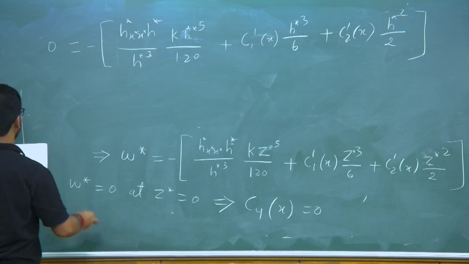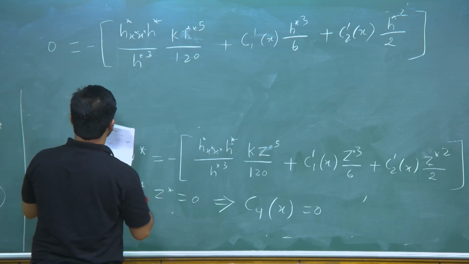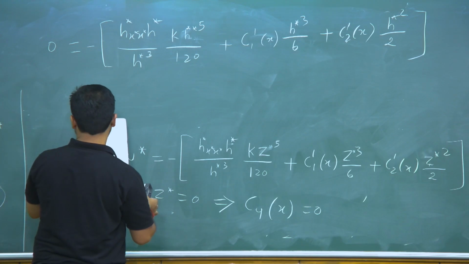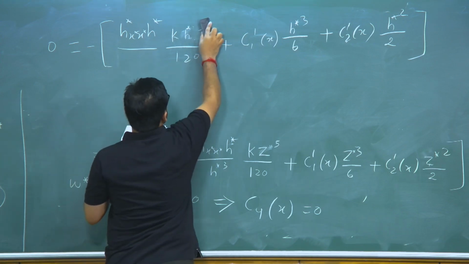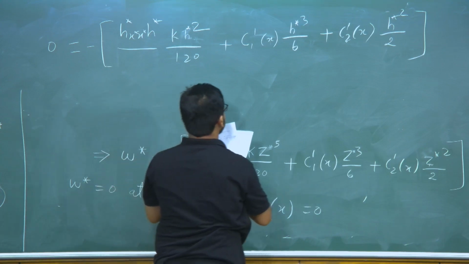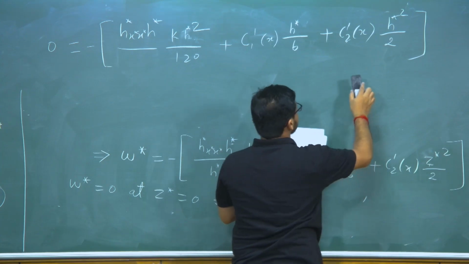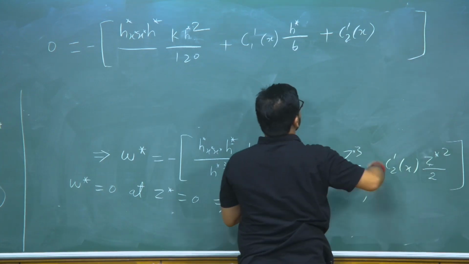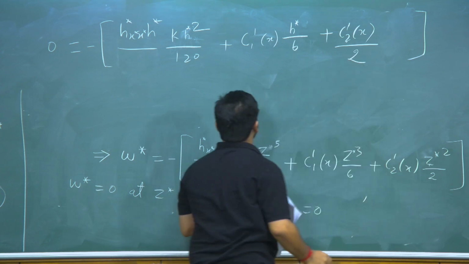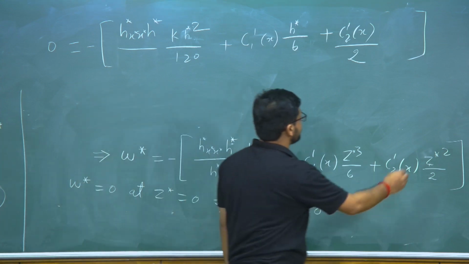Finally you will get, let me do it here only. You will get 120 h_xx star, here you will get h star square, and here you will get C1 dash h by 6, and here you will get C2 dash by 2. So, this will be your final equation after cancelling some of the terms. So, that is your one equation, this is your another equation. Let us say that this is equation number 2.